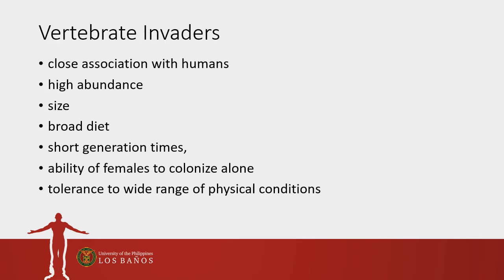They have sporting qualities and they have aesthetic characteristics. Studies on vertebrate invaders show that these are in close association with humans. They have high abundance. Their size is also a factor. They have a broad diet. They have short generation times, ability of the females to colonize alone, and tolerance to a wide range of physical conditions.